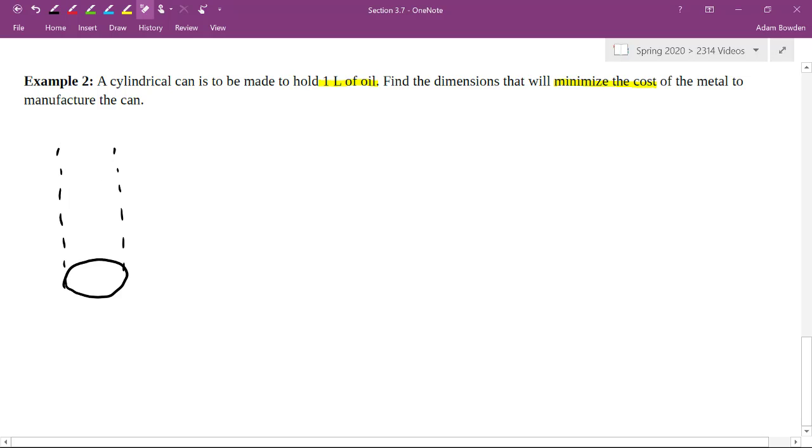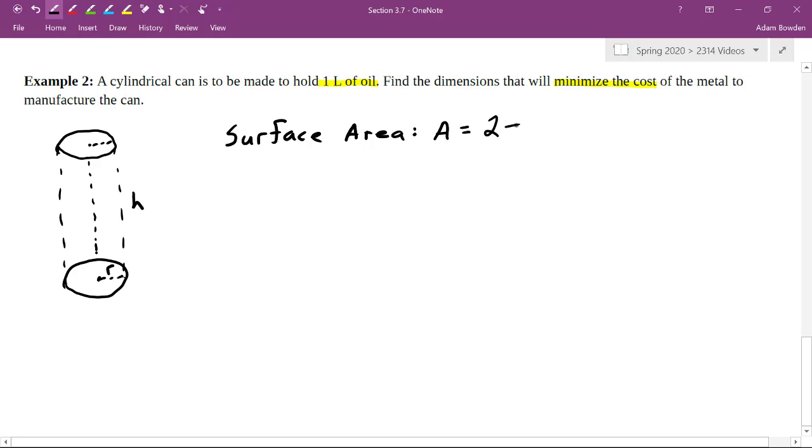We have a cylindrical can, and it's got a height, and it's got a radius for the top and the bottom. So let's give it some letters here. The height will be H, the radius will be R. And we need some formulas to help us out here. The surface area, which encapsulates the container, is what we really want to minimize to make sure that it costs as little as possible. The formula for that is 2 pi r squared plus 2 pi r h.